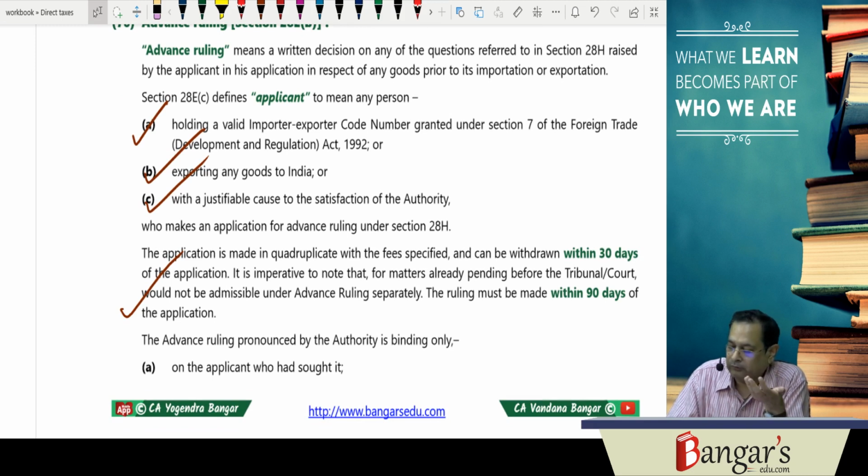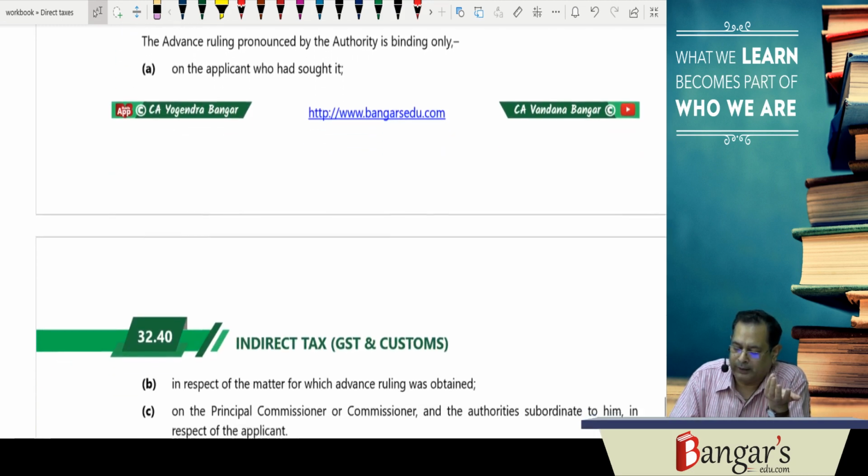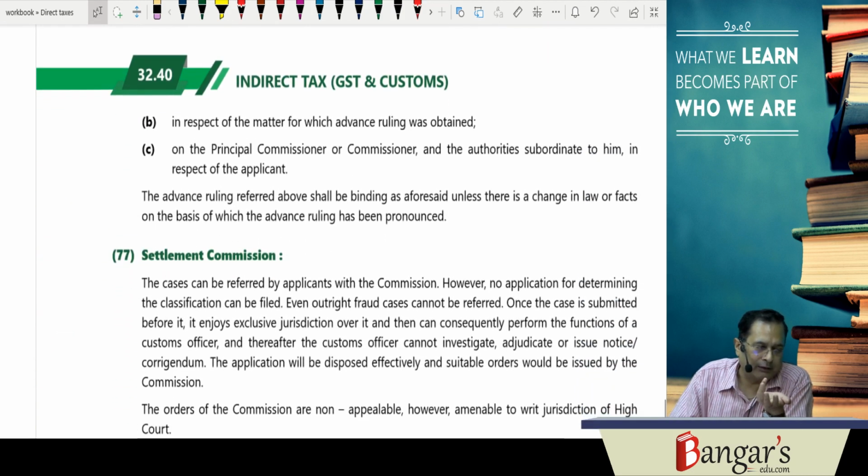If the application is made, it can also be withdrawn within 30 days. The ruling so pronounced will be binding on the applicant in respect of the matter in which the ruling has been pronounced, as well as on the departmental authorities.